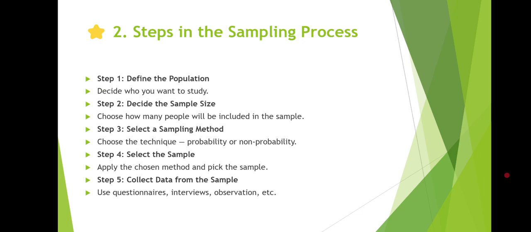Next step, we have select the sample. So after choosing the method, we apply it and select our sample. For example, if it is a random sampling, we pick names like a lottery. In step 5, collect data from the sample. Then we will ask questions, conduct interviews and also give questionnaires or observe people to collect the data.